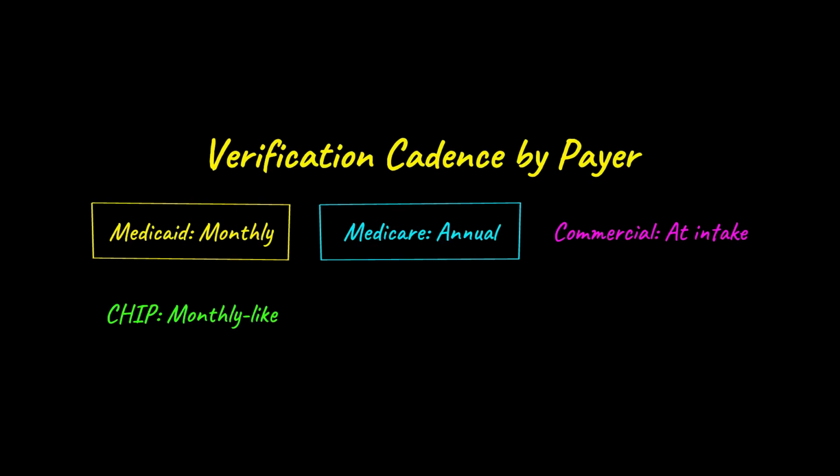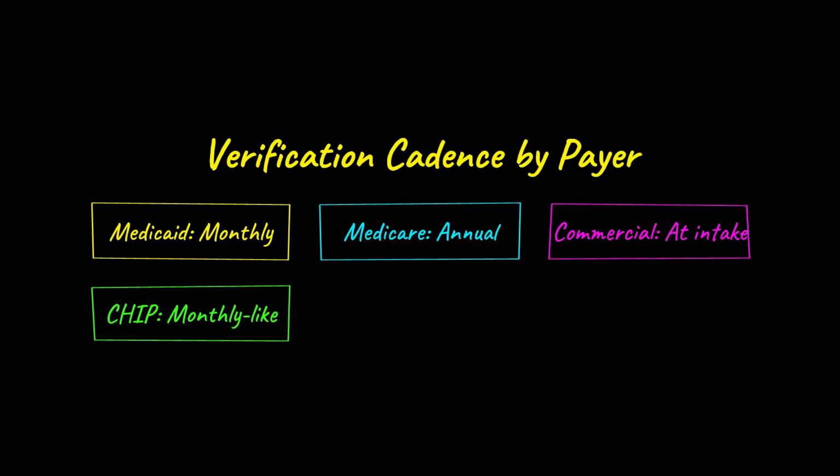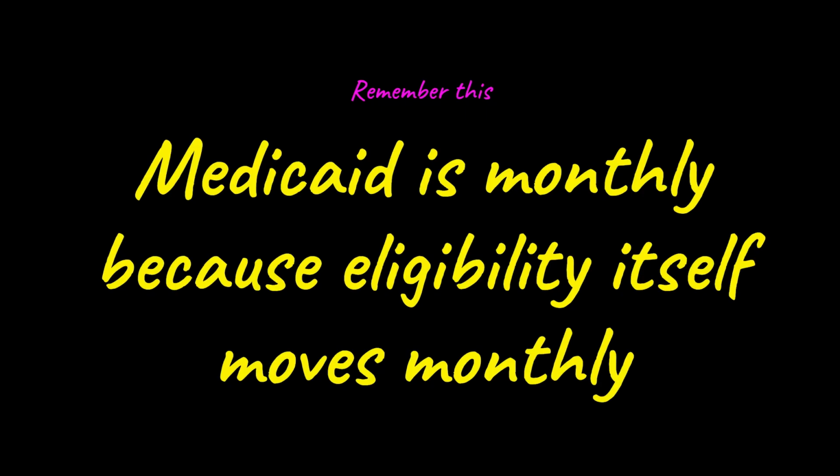Medicare is checked less often because it stays stable. Commercial plans are checked at intake and on changes. And CHIP often mirrors Medicaid's monthly pattern. Watch for wrong answers claiming Medicaid never changes or bills quarterly. Medicaid is monthly because eligibility itself moves monthly, catching lapses and plan switches before claims ever go out.